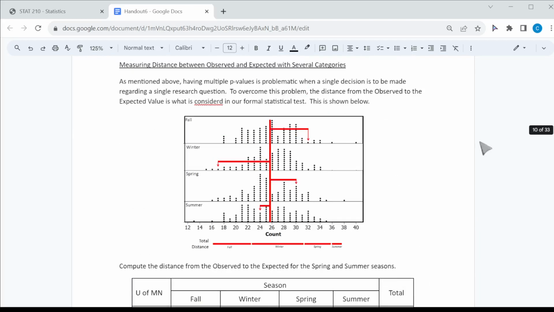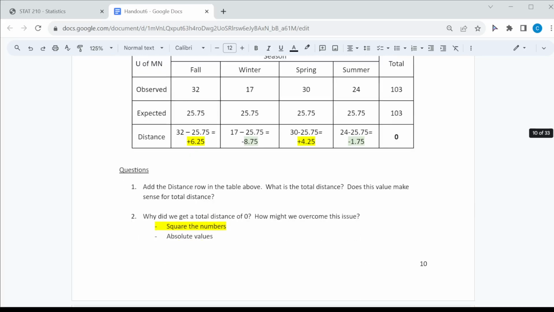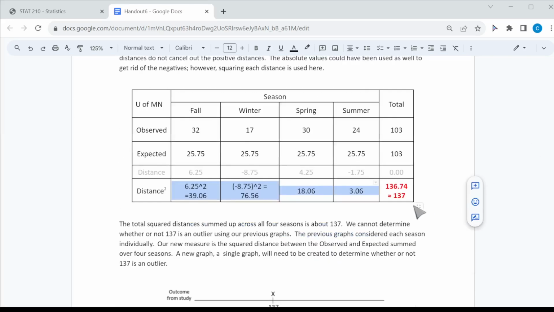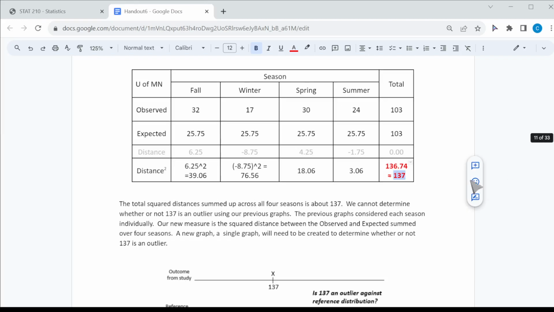So let's go back up here. We're going to take these distances and square them. I need to do the squaring so the positives don't cancel out the negatives. So I take this red line, square it, take the distance in this red line, square it, and so on, and add all that up. That is going to allow me to take my data, which is 32, 17, 30, and 24, and condense it down to a single number. That single number here turns out to be 137. So now, like we said in class on Wednesday, I've taken my data and smashed it down to a single number. I need to figure out whether or not 137 is an outlier.